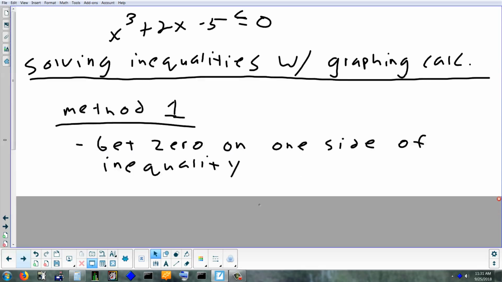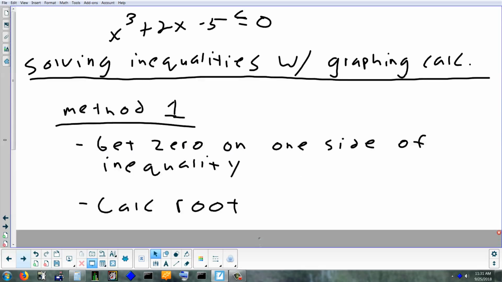So this particular problem is already set up for method 1, which is get 0 on one side. You don't always have to get 0 on one side, but that is one way to do it. And then calculate a root. Now, this time, the answer is not your root. Your answer is either everything greater than your root, I guess it could be greater than or equal, or it's everything less than your root. So you have to kind of look at the calculator and figure that part out.